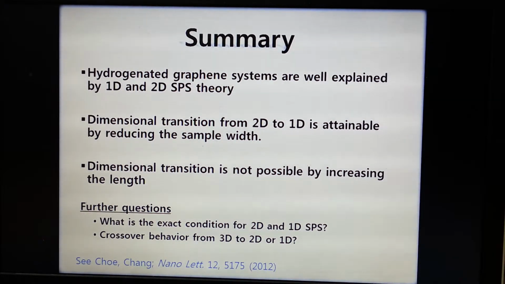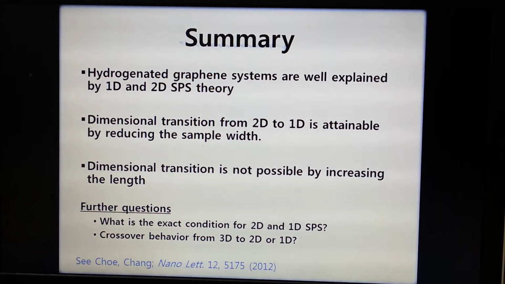I'll summarize my talk. Hydrogenated graphene systems are well explained by the 1D and 2D single parameter scaling theory. And dimensional transition from 2D to 1D is attainable by reducing the sample width. However, such a transition is not possible by increasing the length.